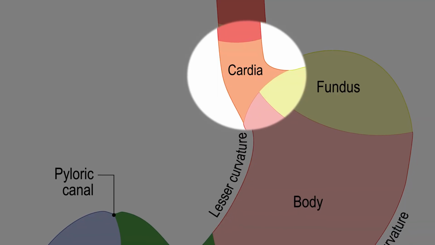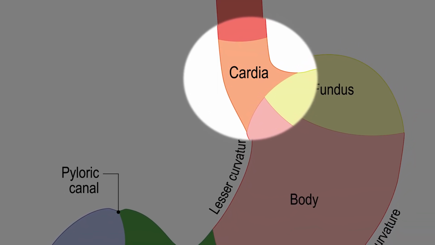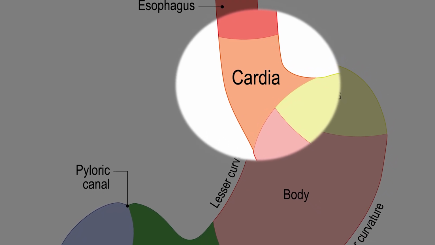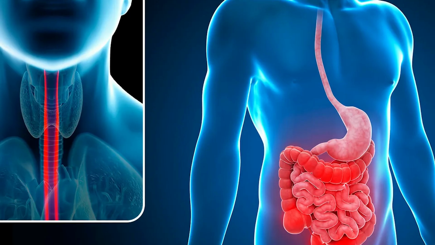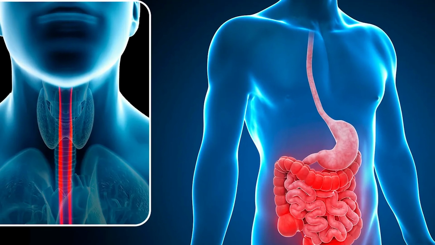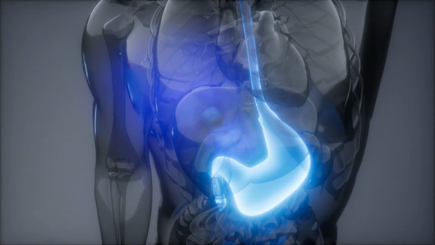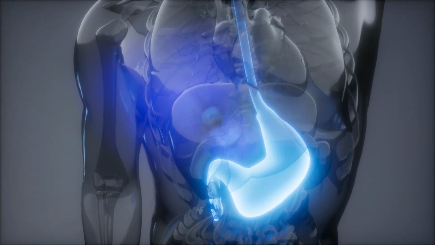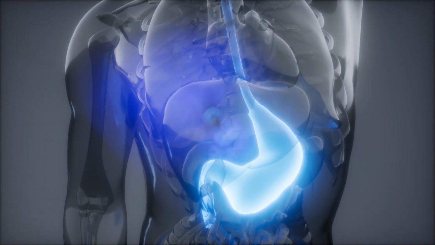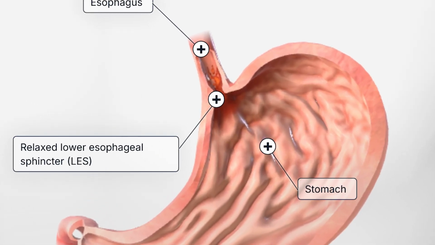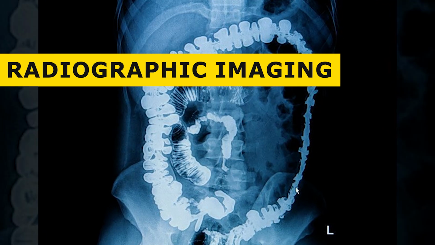The cardia is the area surrounding the opening of the esophagus into the stomach. It contains the lower esophageal sphincter, LES, which serves as a critical barrier to prevent the reflux of acidic gastric contents into the esophagus, thus protecting the esophageal lining. The fundus is the dome-shaped superior portion of the stomach, which lies above the level of the cardia. It often contains a gas bubble that is visible on radiographic imaging.